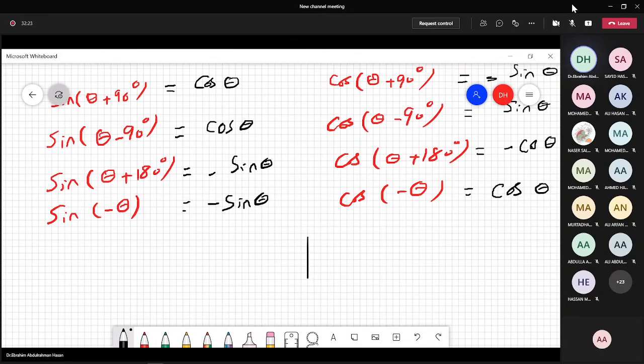لاحظ هنا. So this is my angle theta. We know that here all positive. Here only sine positive. Here tan positive. Here cosine positive. طيب هذا الشيء الأول اللي بدك تعرفه.